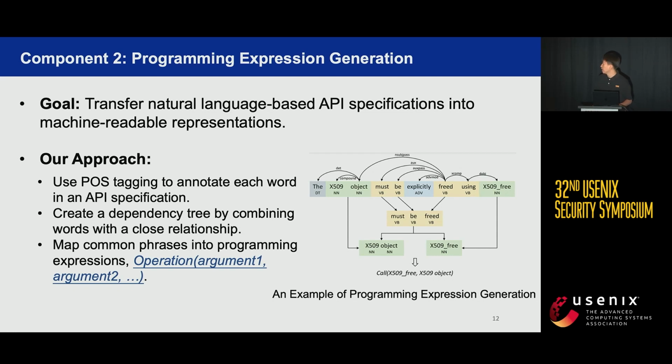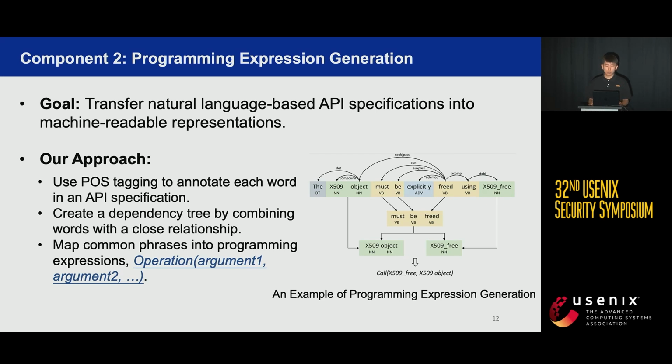Okay, so we have already gotten the API specifications, but the problem is that they are still written in natural language, which cannot be understood by our machines. So we decided to transfer them into machine-readable representations, which we call programming expressions. And the format of these programming expressions is defined by ourselves.